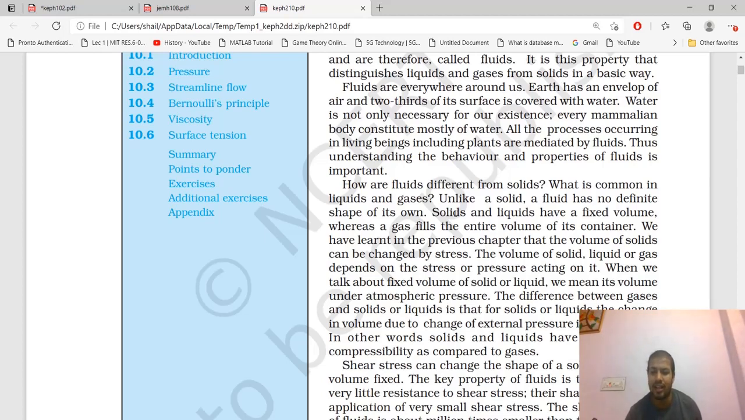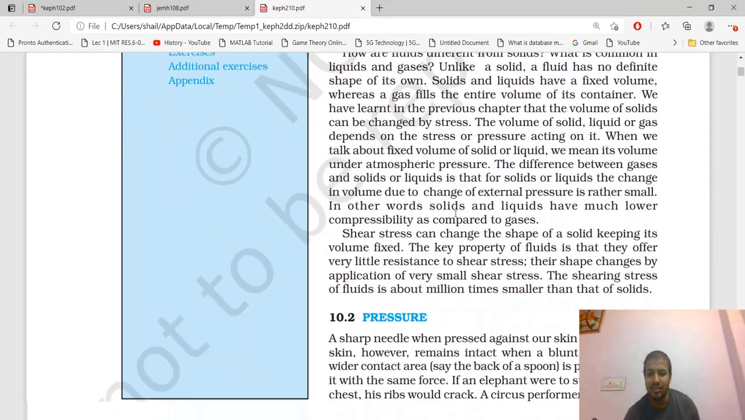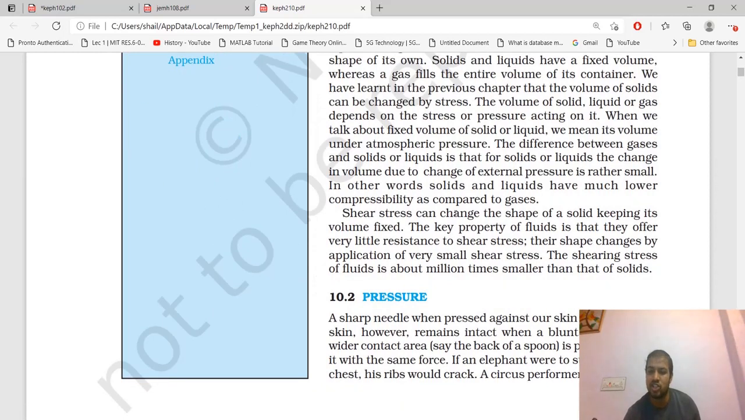The difference between gases and solids or liquids is that for solids or liquids, the change in volume due to change in external pressure is very small. In other words, solids and liquids have much lower compressibility as compared to gas. Shear stress can change the shape of a solid keeping its volume fixed. The key property of fluids is that they offer very little resistance to shear stress. Their shape changes by application of very small shear stress. The shear stress of fluids is about a million times smaller than that of solids.